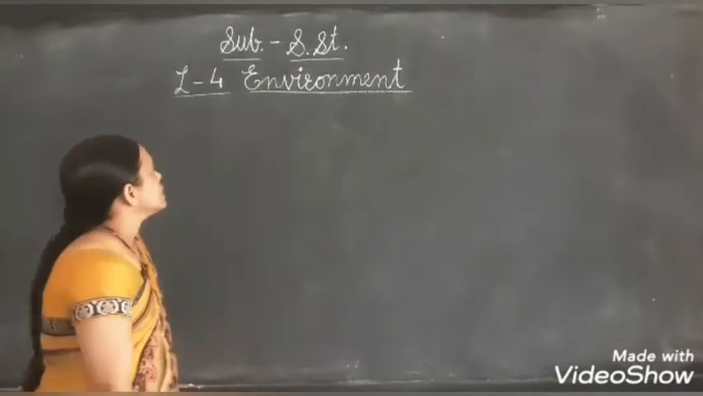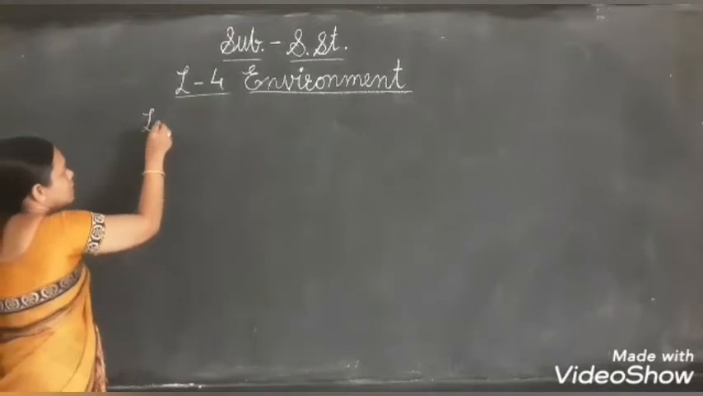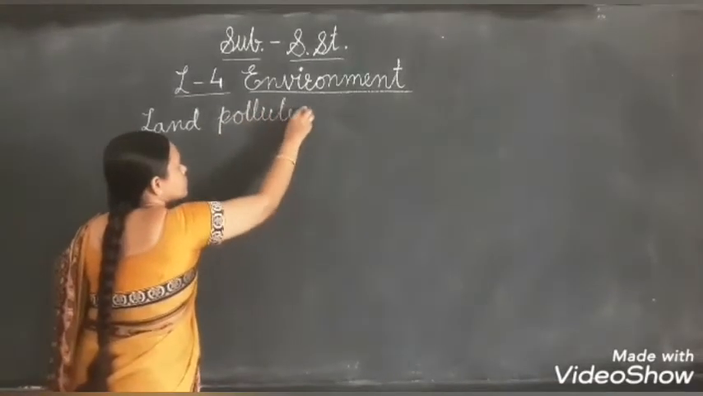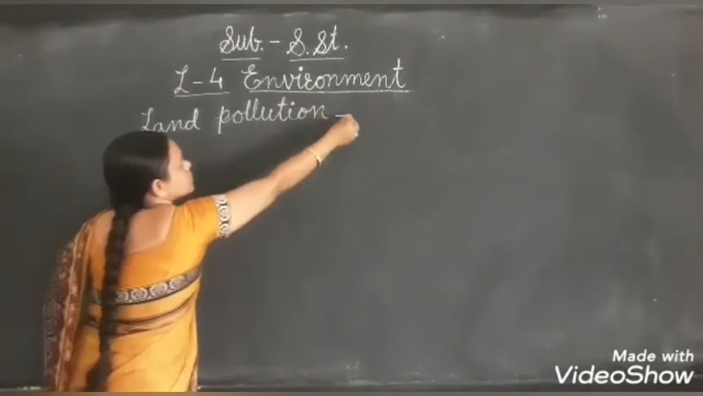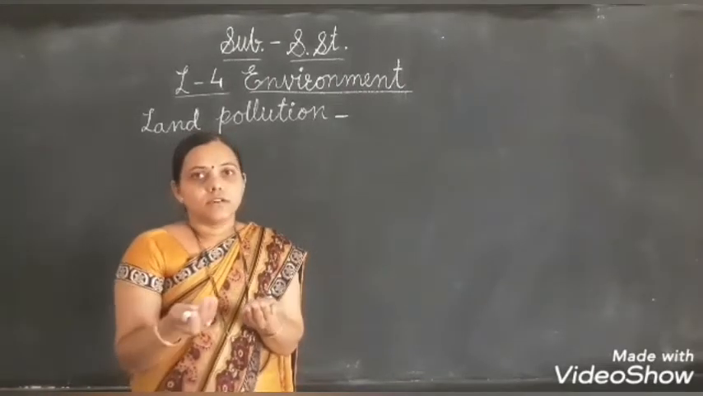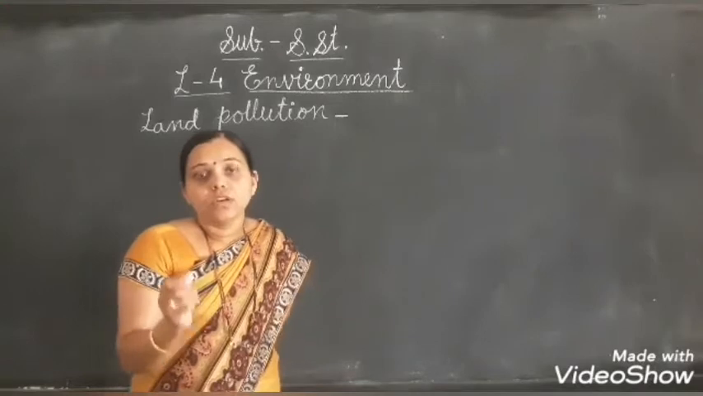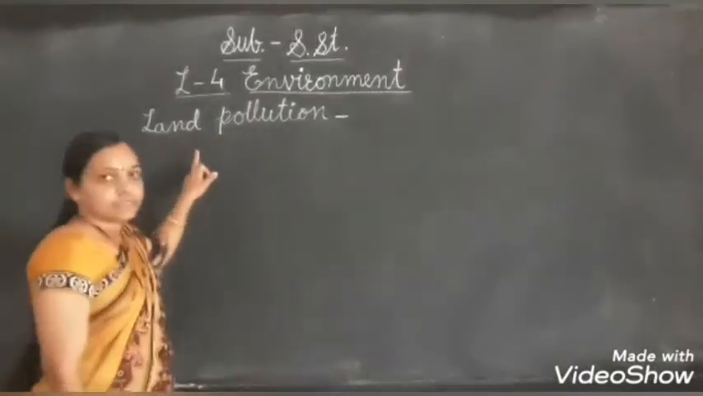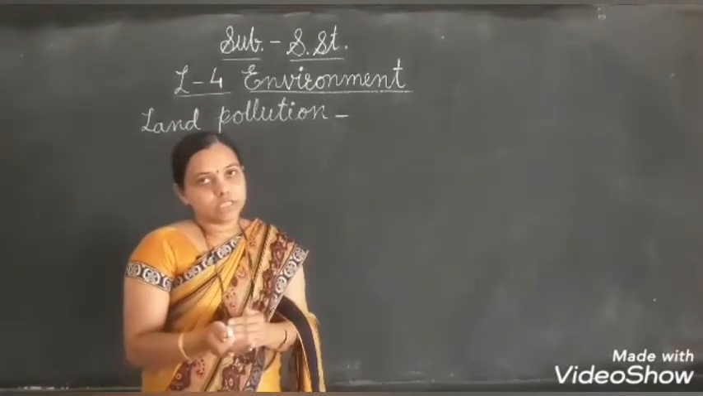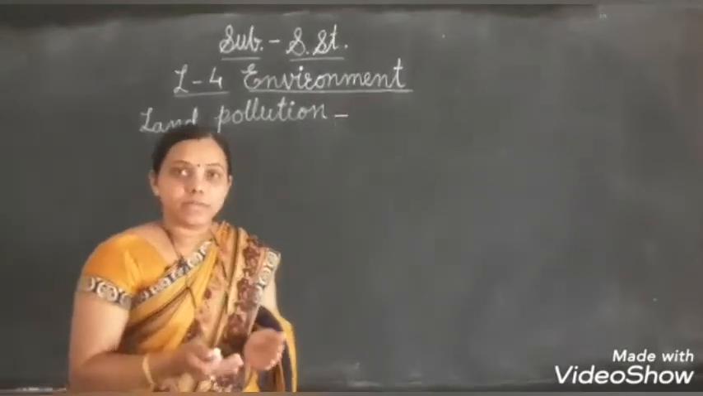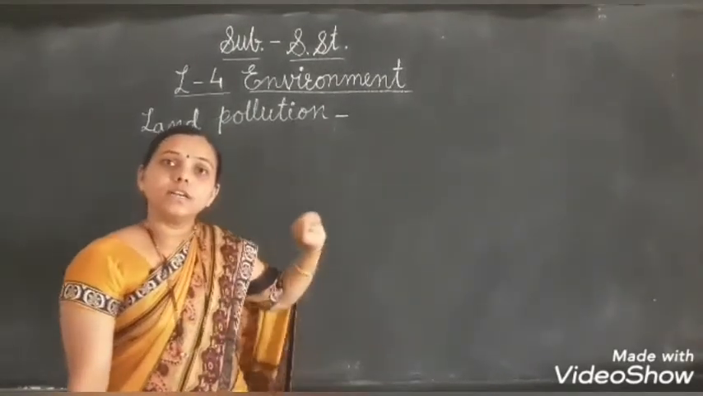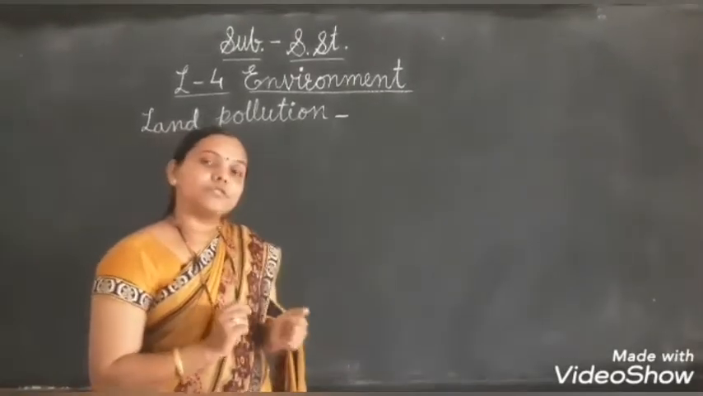So see children, land pollution. What do you know about the land? Our earth is covered by land about 30%. The land on which we live, the land we use for making houses and buildings. We use the land for farming, for growing crops. So children, land is a very important part of our environment, but this land also gets polluted.